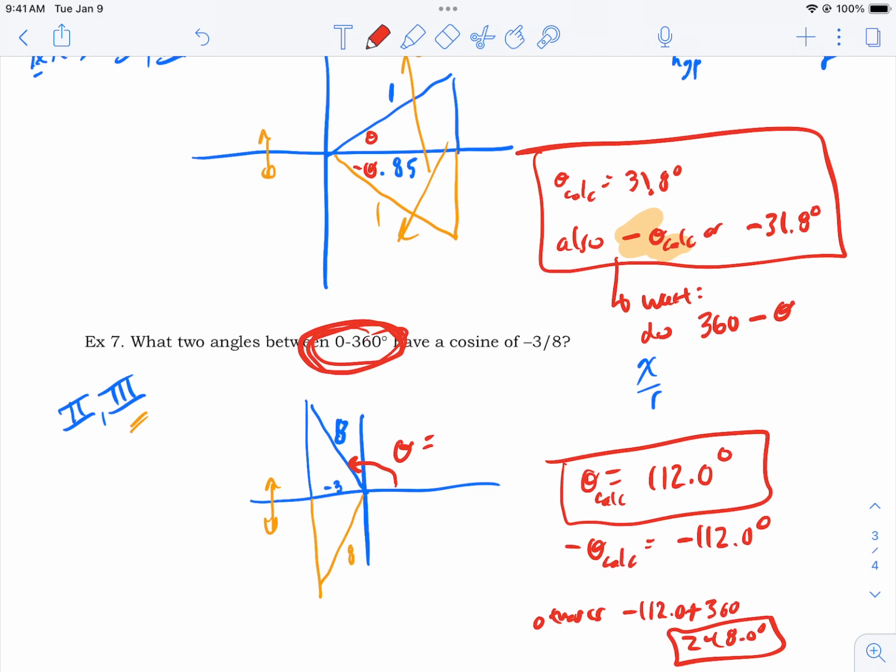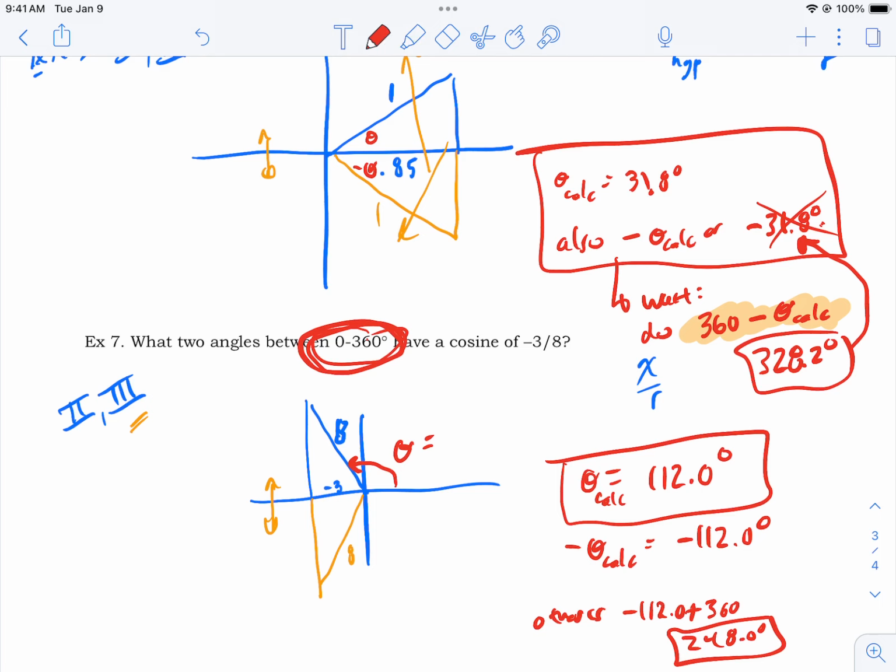So 360 minus theta calculator, because that would be the same as adding 360 to this, right? So if I go 360 minus 31.8, I get 328.2, which of course is the same as negative 31.8, right? They're called coterminal angles. They take you to the same ray. So that's what I really should be doing. So let's erase this and put this in here: 360 minus theta calc.